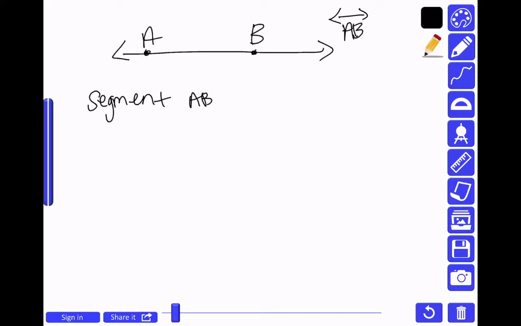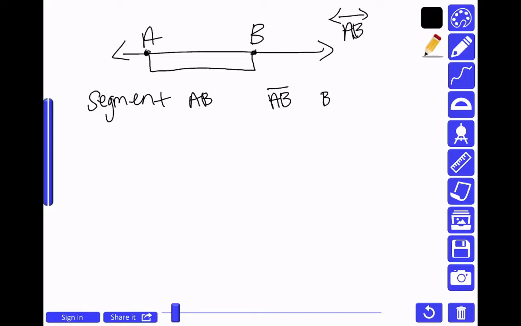The way that we denote a segment actually would just be like this. So notice the difference between a line and a segment: a line has the two arrows, and a segment has no arrows. It's just the little line by itself. Okay, so segment AB would just be this part of the line. It would be all the points in between the two endpoints A and B.